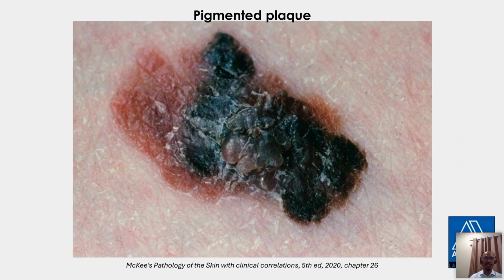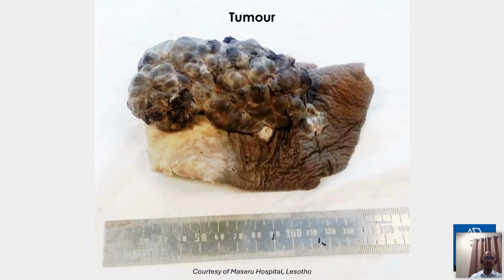This is just an example of a pigmented plaque, and there's variation in the pigment and an irregular border, typical of melanoma. This was a tumorous lesion of a patient from Lesotho. I think this was one of the biggest lumps of melanoma that I had ever seen. Almost the entire heel was replaced by this pigmented tumor.